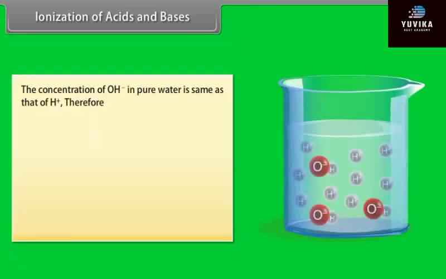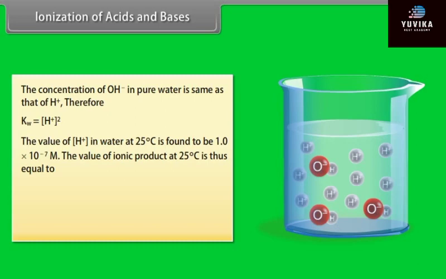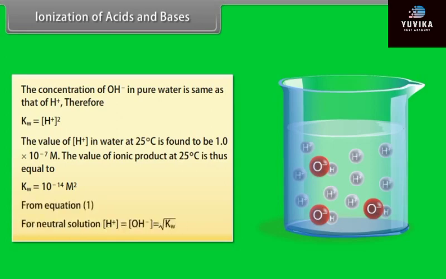The concentration of OH- in pure water is same as that of H+. Therefore, Kw is equal to [H+] squared. The value of [H+] in water at 25 degrees Celsius is found to be 1.0 times 10 raised to the power minus 7 M. The value of ionic product at 25 degrees Celsius is thus equal to 10 raised to the power minus 14 M squared. From equation 1, for neutral solution, concentration of H+ is equal to concentration of OH-, which is equal to square root of Kw.